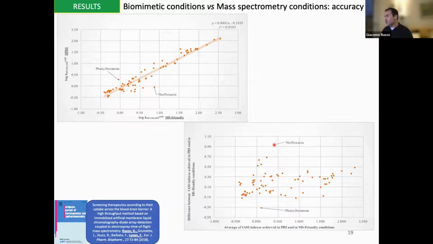This is essentially also verified in the Bland-Altman plot that is shown in the bottom of the slides. The Bland-Altman plot essentially showed the dispersion of the measurement for the average of the IAM retention values in both the conditions, so PBS and ammonium acetate. Essentially, the deviation happens in the middle of the range, so it's not something that is related necessarily to poor retention or high retention. So in a way, we couldn't identify a trend in this, really.